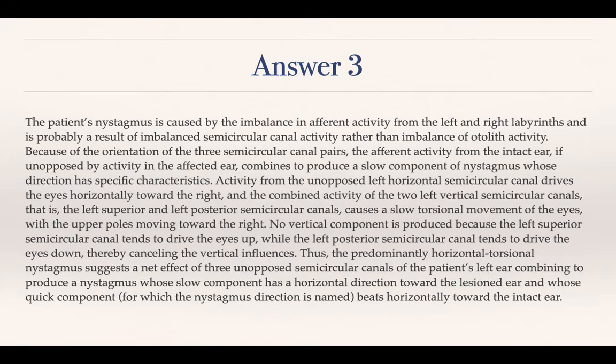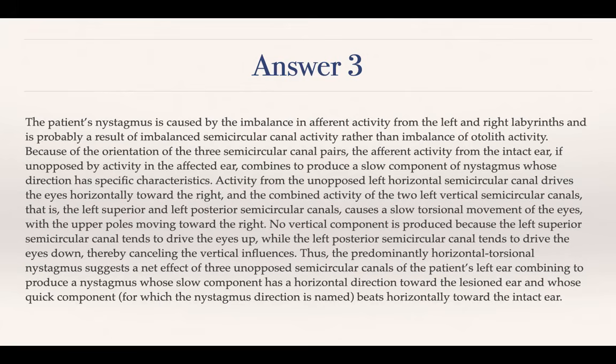Activity from the unopposed left horizontal canal drives the eyes horizontally towards the right. The combined activity of the two left vertical semicircular canals, that is left superior and left posterior semicircular canals, causes a slow torsional movement of the eyes with the upper pole moving to the right. No vertical component is produced because the left superior semicircular canal tends to drive the eyes up, and the left posterior semicircular canal tends to drive the eyes down, thereby cancelling the vertical influences. So the torsional influences are getting added up, the vertical influences are getting cancelled.